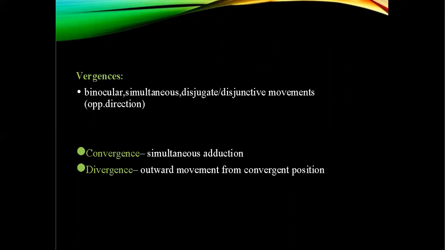But in opposition to version, vergences are disjugate movements, meaning both eyes will move in opposite directions. For example, in convergence, both eyes will move centrally. Suppose you bring a pen in front of the eyes, then both eyes will move inward. They will adduct, both eyes would adduct. So that is called convergence. Similarly, divergence is outward movement from the convergent position.